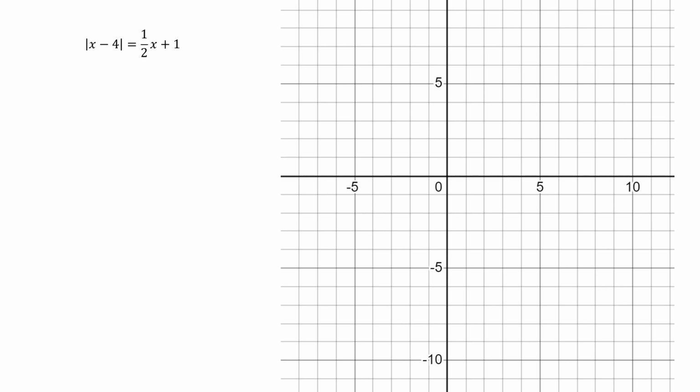We're going to graph each side separately. We can do our y equals the absolute value of x minus 4. A couple ways we could do this. We could make a table and start plugging in values. Or we could think back to a couple lessons ago when we were looking at transformations. This is an absolute value, and then x minus 4, that translates it 4 to the right. So our vertex is at 4, 0.